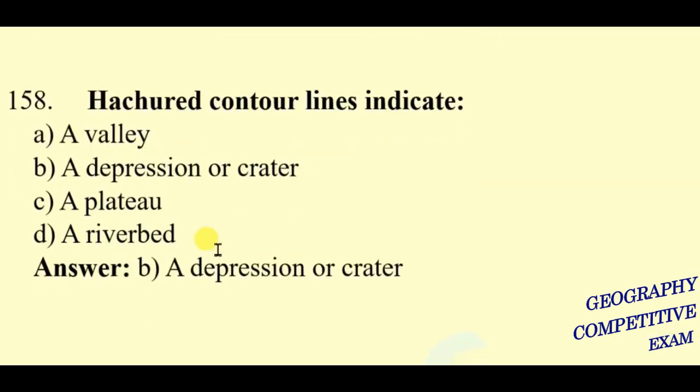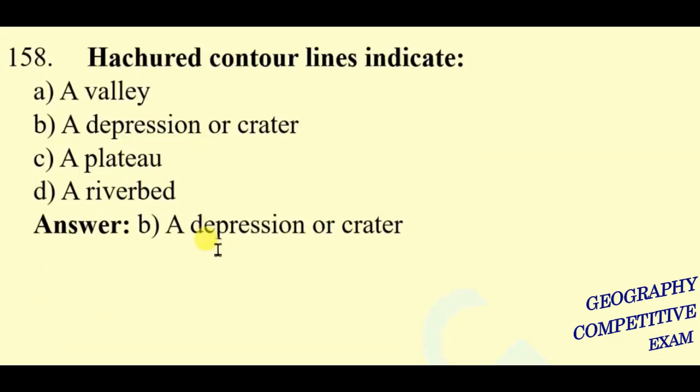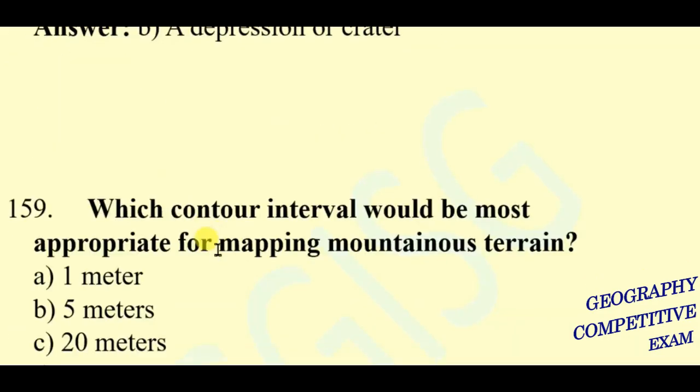Question 158. Hachure contour lines indicate a valley, a depression or crater, a plateau, a river bed. Here the right answer will be a depression or crater.